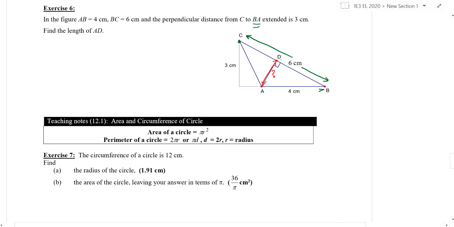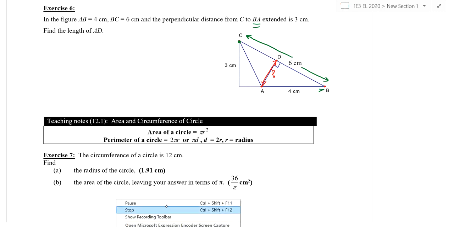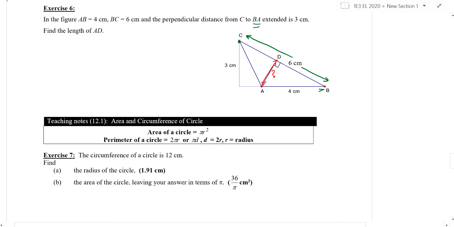Shortest distance, perpendicular distance, they are the same. This can be done by setting BC as the base of the triangle, then AD will be the perpendicular height. We equate that with the area that was found earlier on to be able to find the length of AD. So please try this question by yourself. The answer over here for you to check, AD will be 2 cm.